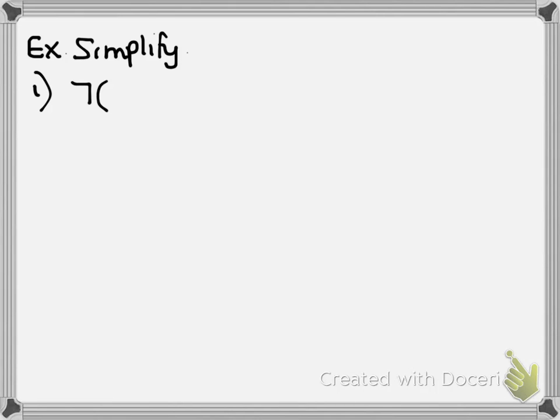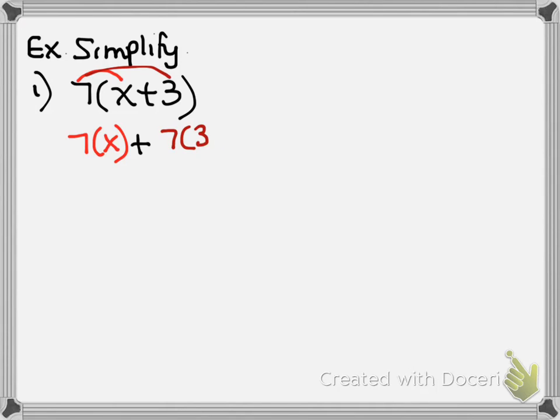7 times x plus 3. Since we can't add x and 3, that's where the distributive property becomes so important. So what you're doing is multiplying the 7 times the x, and then whatever operation is inside comes outside, and then you're going to distribute the 7 times the 3. So that's basically what I call a brain step. The result is you get 7x plus 21. Okay? So it's an actual process.